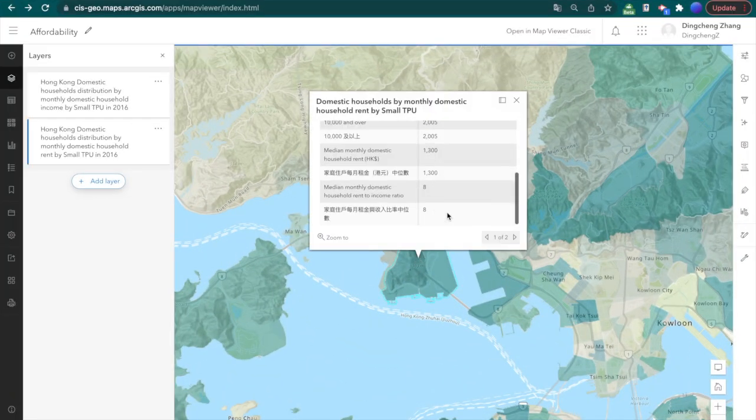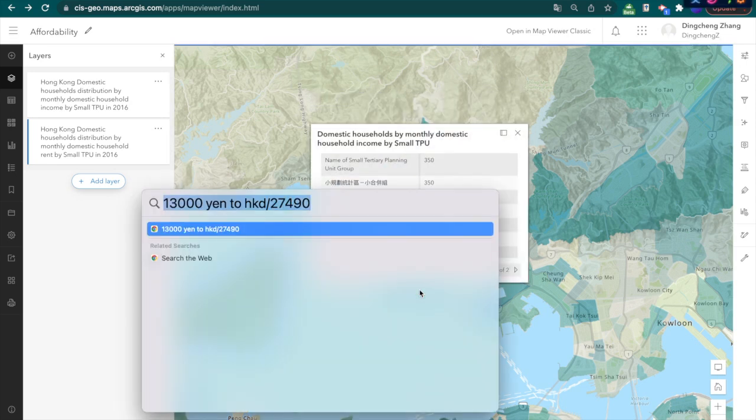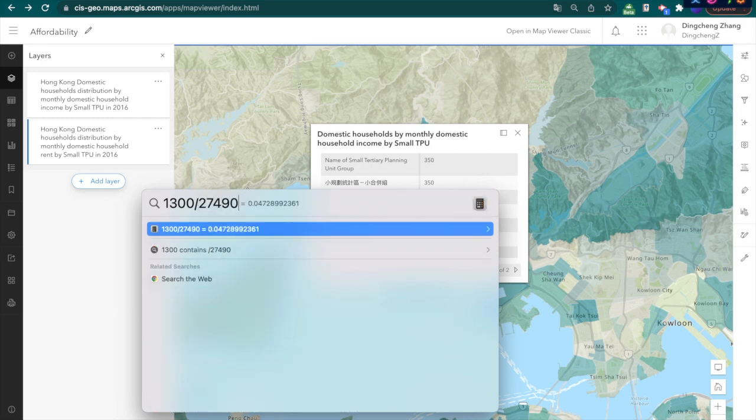Then we will see if this hypothesis is correct by examining the ratio between the median domestic household income and the median monthly rent by small TPU of Tsing Yi from ArcGIS. For example, in the case of TPU 350, we will use 1,300 to divide 27,490, which would give us 4.7% as the rent to income ratio.